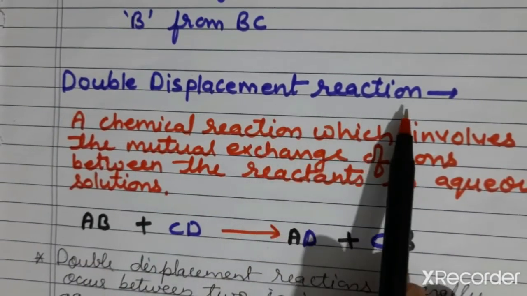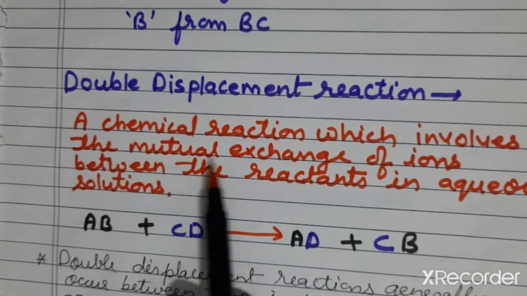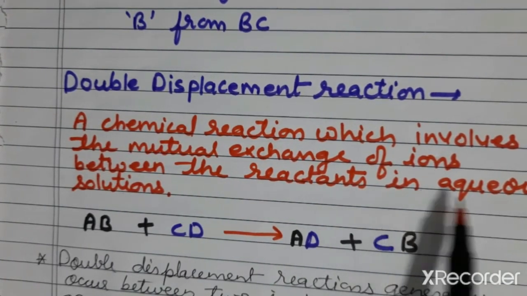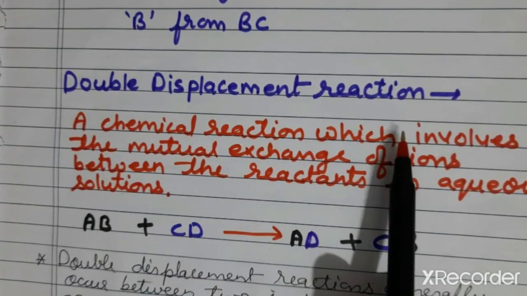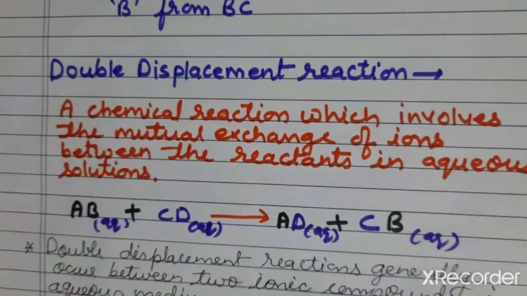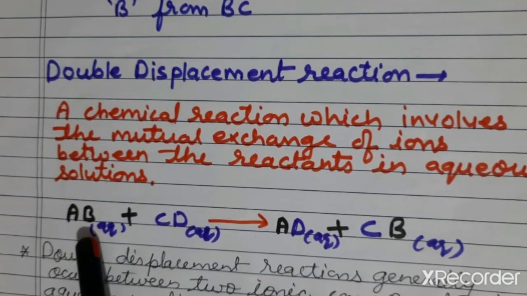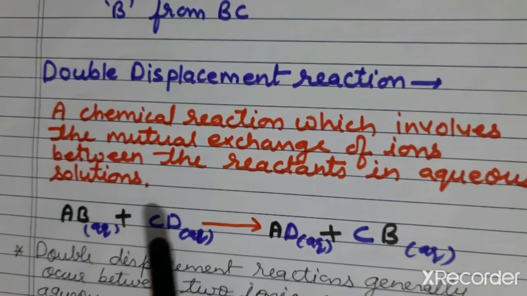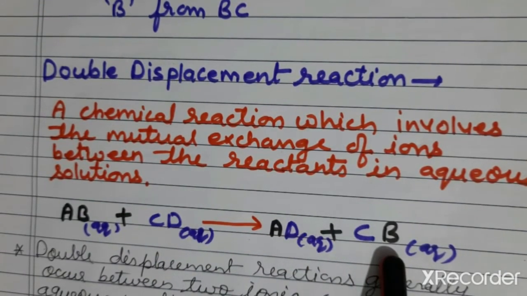Double displacement reaction. A chemical reaction which involves the mutual exchange of ions between the reactants in aqueous solution is called a double displacement reaction. For example, when an aqueous solution of salt AB is added to an aqueous solution of CD, the exchange of ions between these two solutions takes place and we get AD and CB.